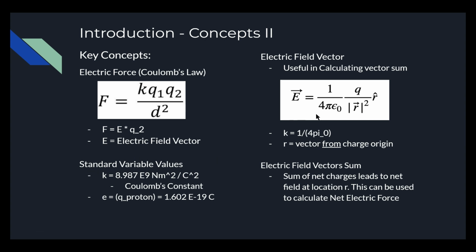And then we're going to need these standard variables. So K, which is seen here, 1 over 4 pi epsilon naught, 8.987 times 10 to the 9th newton meters squared per coulomb squared. This is Coulomb's constant. And then we're also going to need the standard charge of a proton, which is 1.602 e to the negative 19th coulombs.